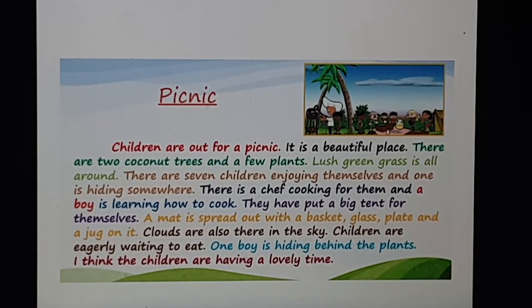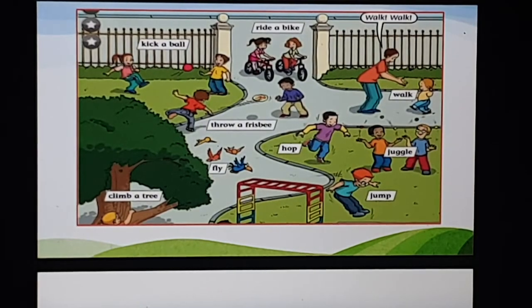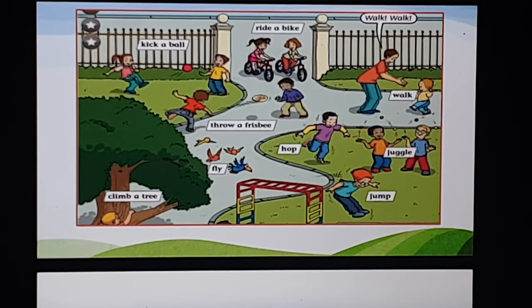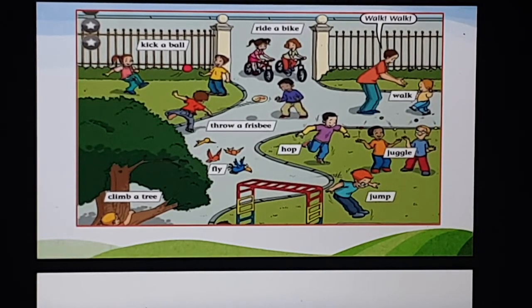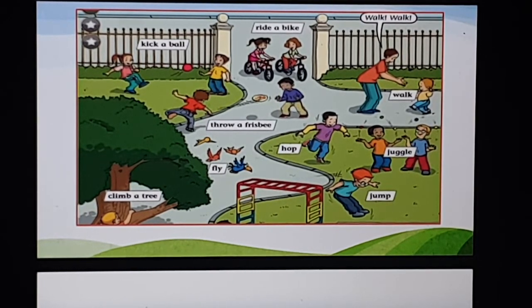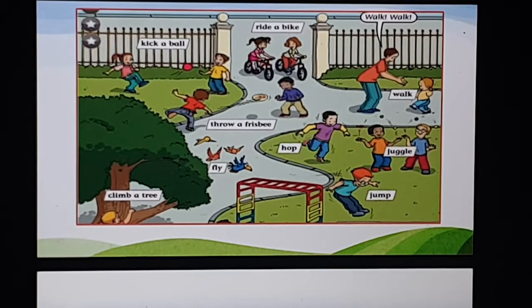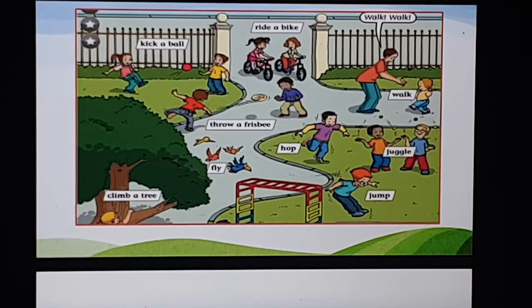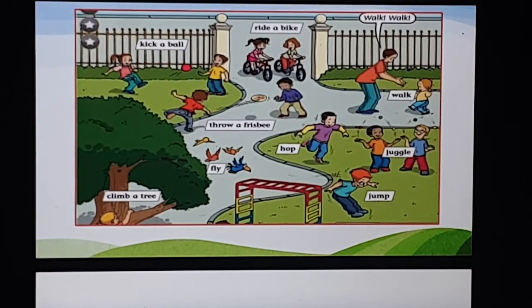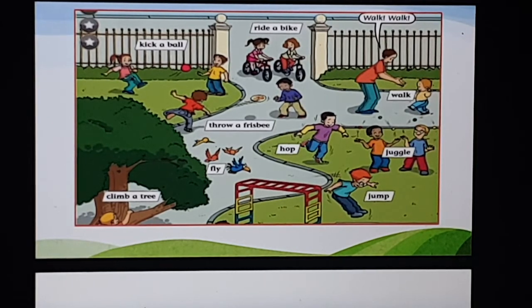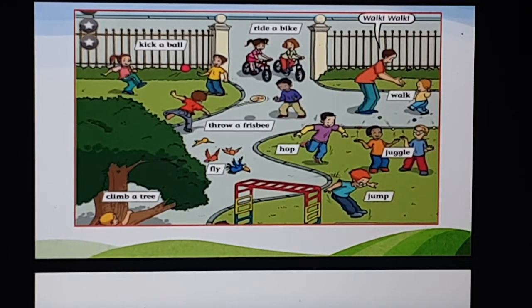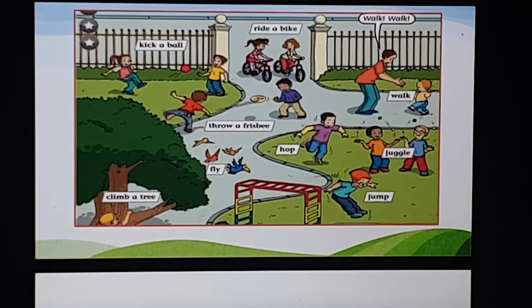So, that was it, children. Now, this is your task. See, there is a picture for you. Try to think what this picture is trying to tell you. I have given you some clues like climb a tree, kick a ball. So, some clues are there. You can use your own observations, note down your observations, and then frame sentences out of those observations. So, this is going to be your task.